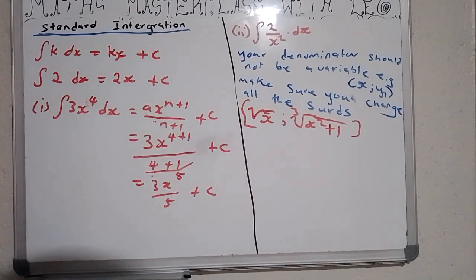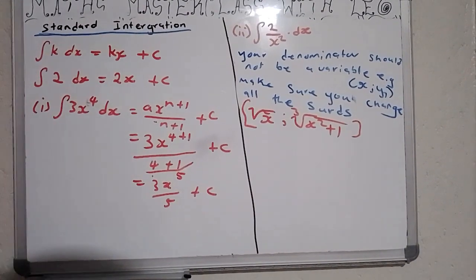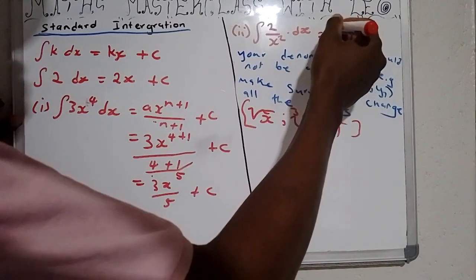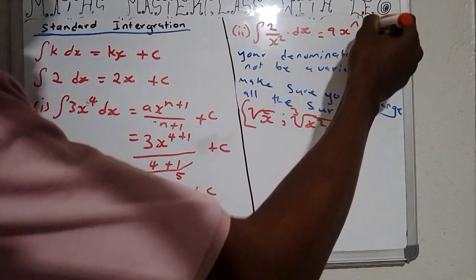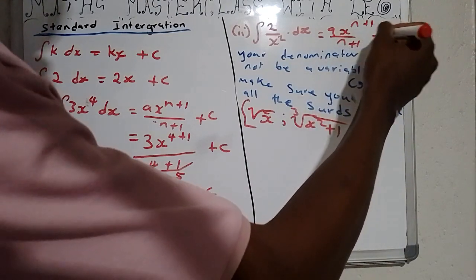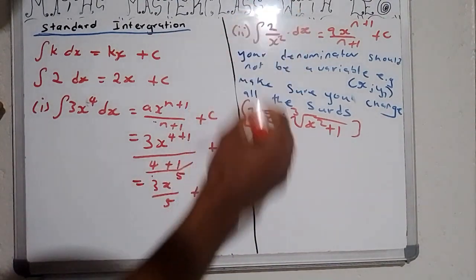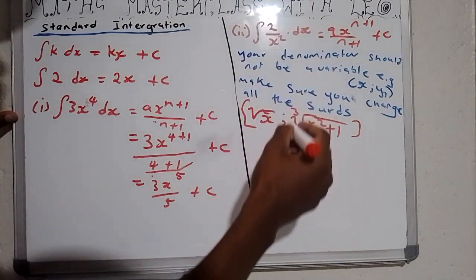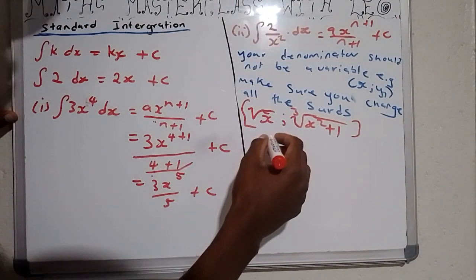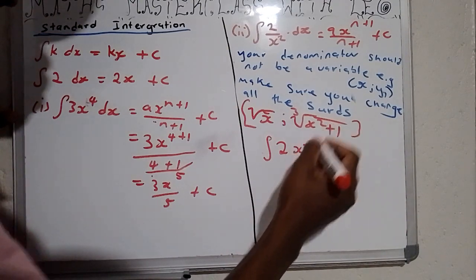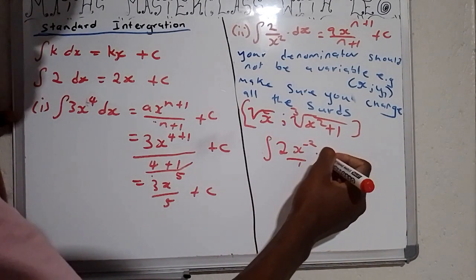So now, let me get to the question that I need to answer. My question is, I'm given that, right? So they need me to integrate that, but I know the formula. The formula should be a x to the power n plus 1 all over n plus 1 plus c. That should be the standard formula. So before I do that, I have to change this into 2 x to the power minus 2, all over 1, multiplied by dx.